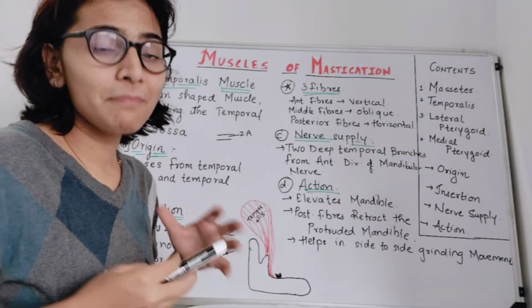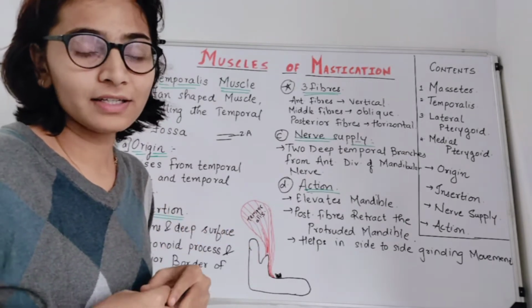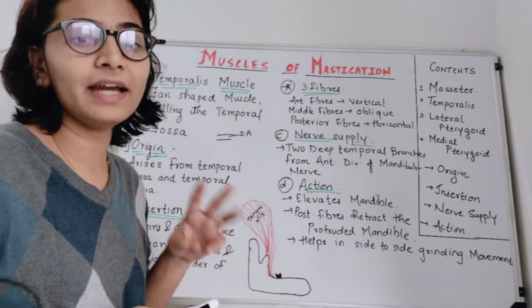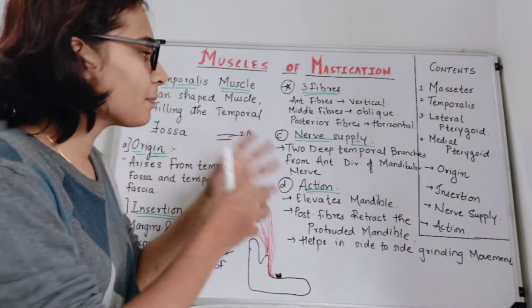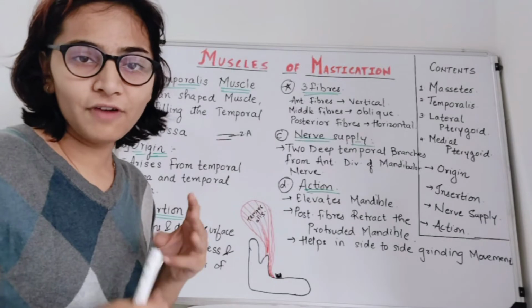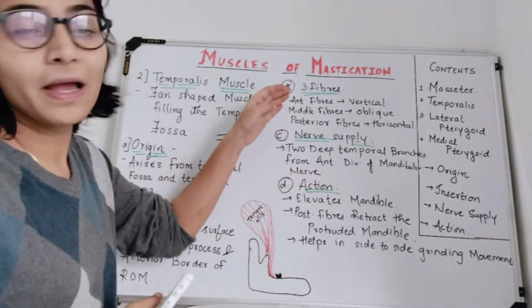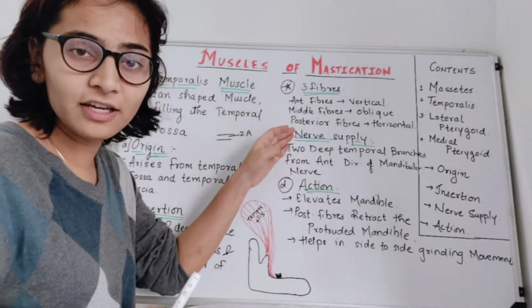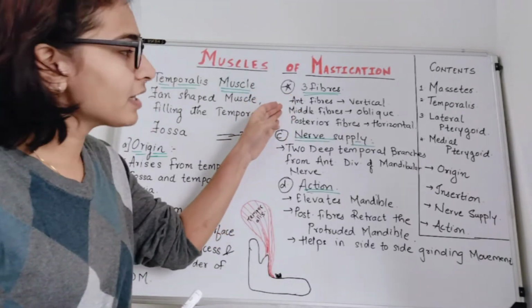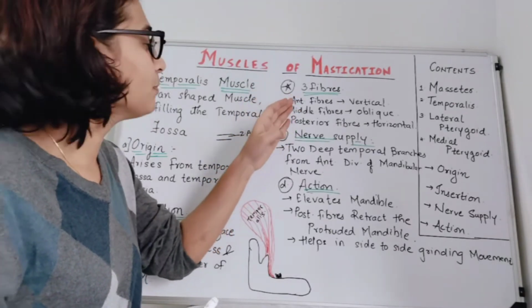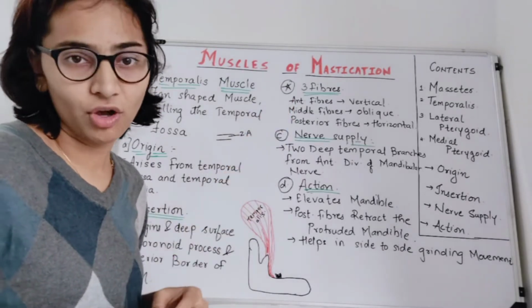As we have studied in masseter, there were three layers, that is superficial layer, middle layer and deep layer. Those layers were nothing but the fibers. Same thing in the temporalis muscle. There are three fibers: anterior fibers, middle fibers and posterior fibers. Anterior fibers run vertically, middle fibers run obliquely and posterior fibers run horizontally.